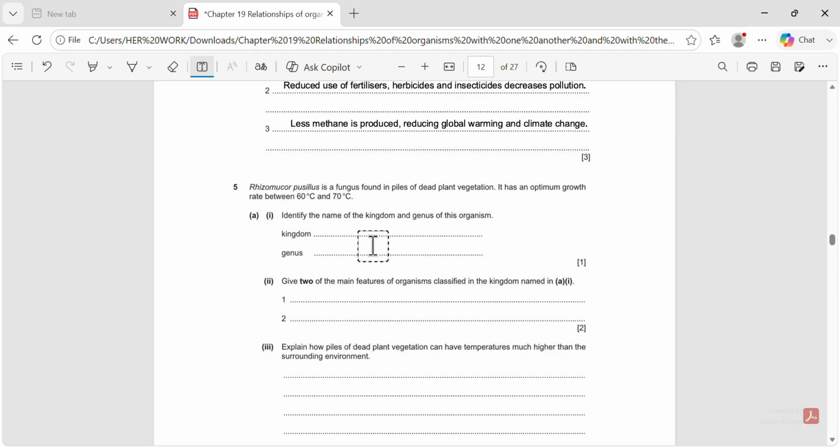This is a simple recall question. Since Rhizomucor bacillus is a fungus, its kingdom is fungi, and its genus is Rhizomucor. Next part then asks, give 2 of the main features of organisms classified in the kingdom named above. Again recall the characteristics of fungi. Their cell walls are made of chitin, and they obtain nutrients by feeding on dead organic matter, making them saprotrophic or saprophytic. So the answers we write are, cell walls are made of chitin, and they are saprotrophic or saprophytic.